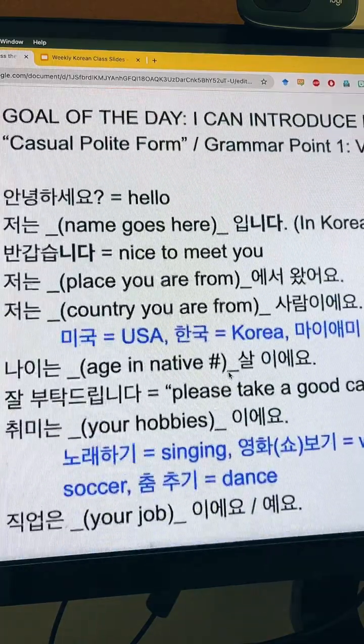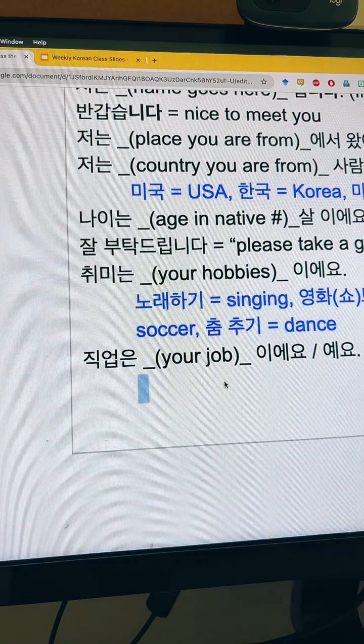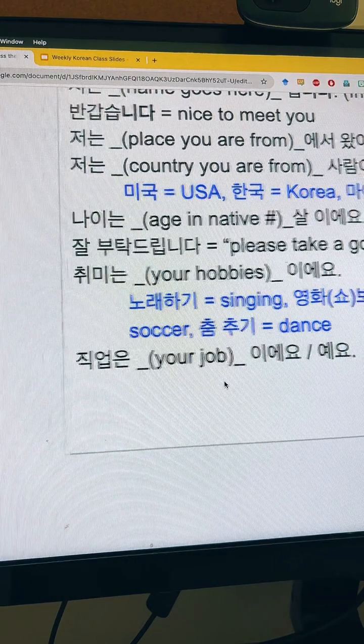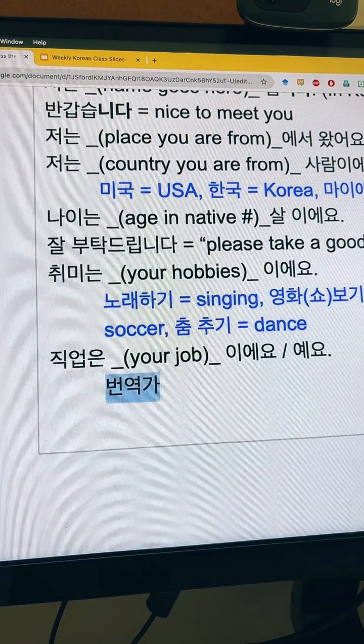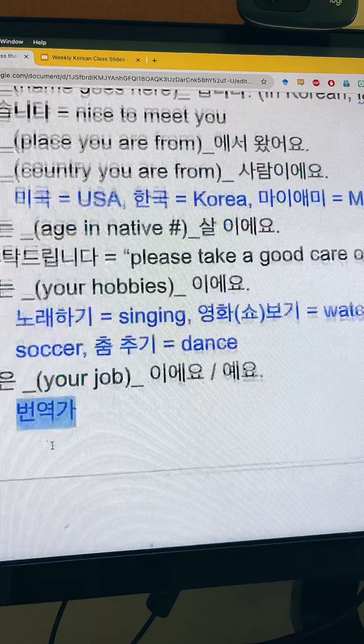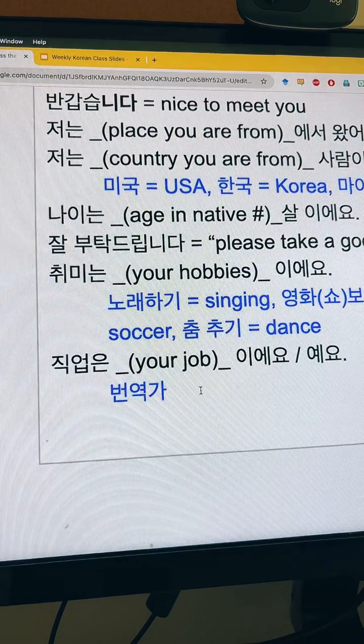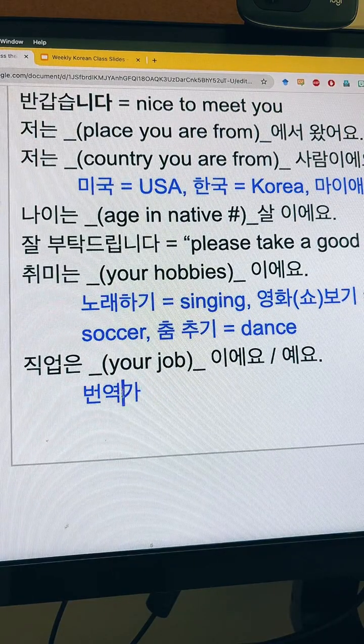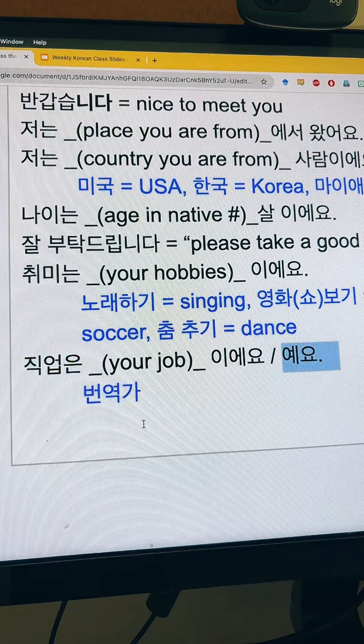Ooh. Andre verse. 감사합니다. Translator, professor, stewardess. Translator. Let's start with that. 번역가. I'm going to change this to blue. 번역가예요. Again, 가. Does it have a 받침? Nope. Then you use 예요. As for my job, translator, it is. 직업은 번역가예요. Good.